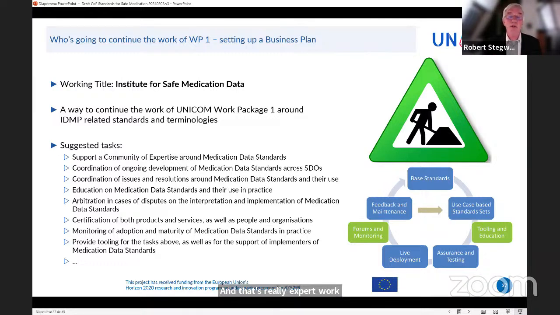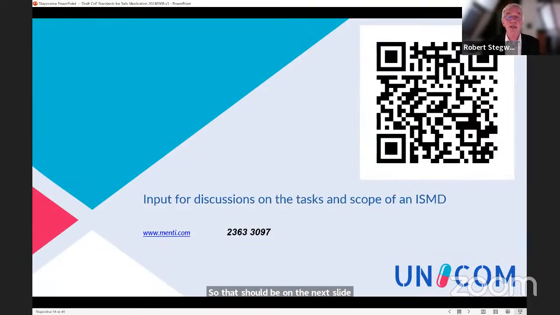And we do need to have certification and testing of products and services, but also certification of people and organizations. How do you know that someone is capable and qualified to actually implement IDMP? How do you know that? So we will work together on that in the future as well. The first foundation was laid in our education deliverable that Esther described earlier. So that's what we're thinking of, but we don't want to think this by ourselves. We really want to engage with you to make this happen. So that should be on the next slide. And I hand over to Esther.